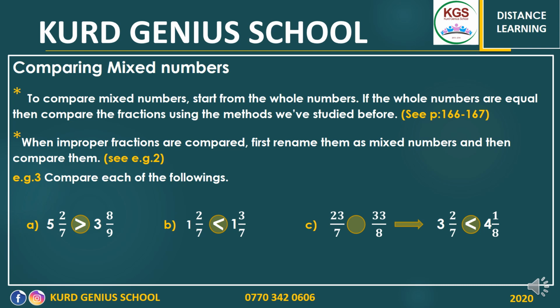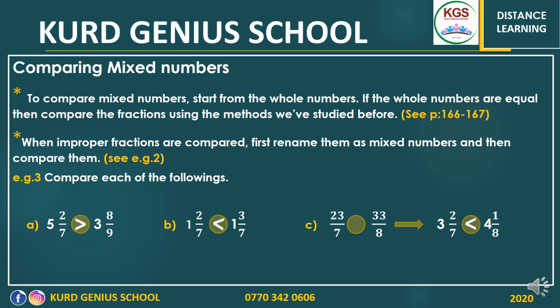Comparing mixed numbers. To compare mixed numbers, start from the whole numbers. So first you should compare the whole numbers. If the whole numbers are equal, then compare the fractions using the methods we have studied before. See page 166 to 167. If you see that the whole numbers are the same, then you have to compare the fractions using one of the methods we have studied previously.